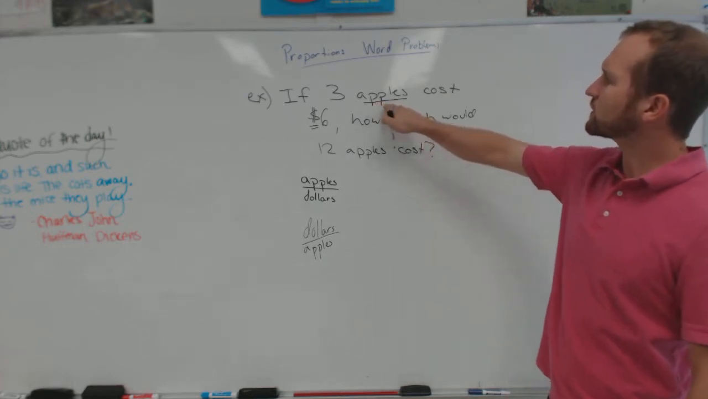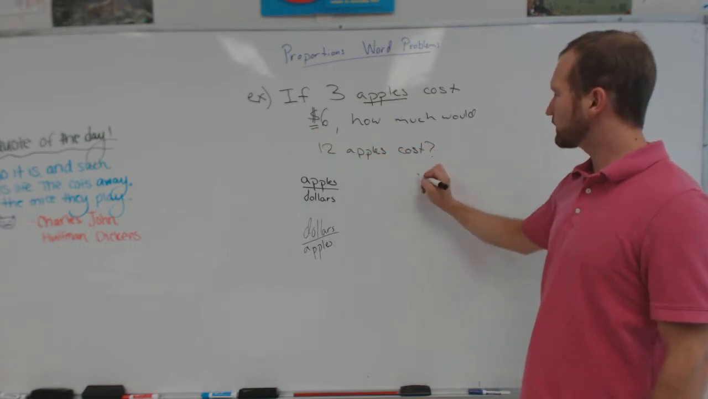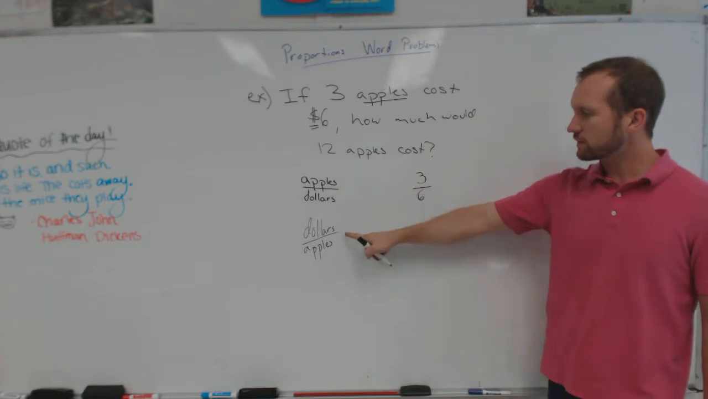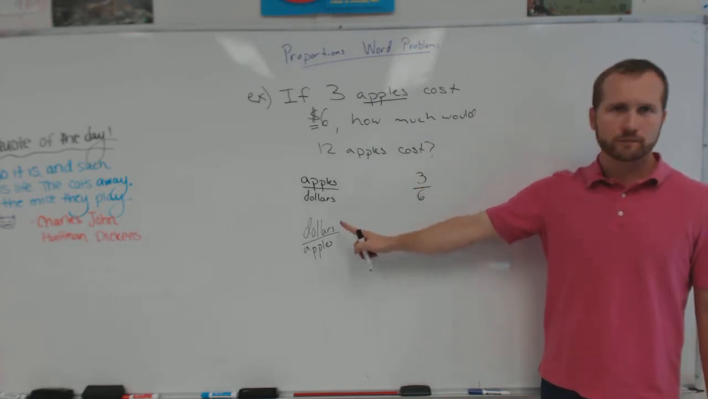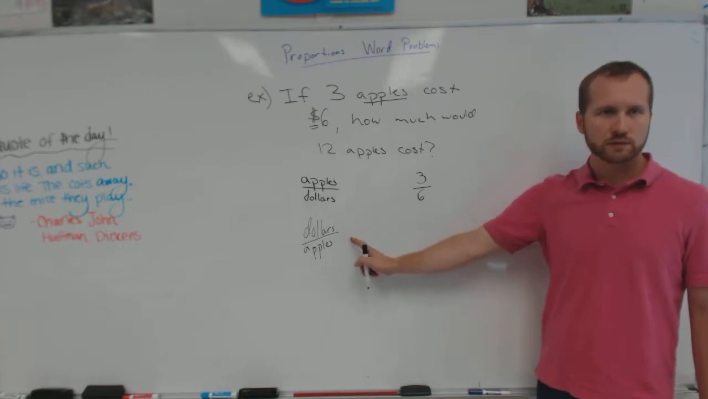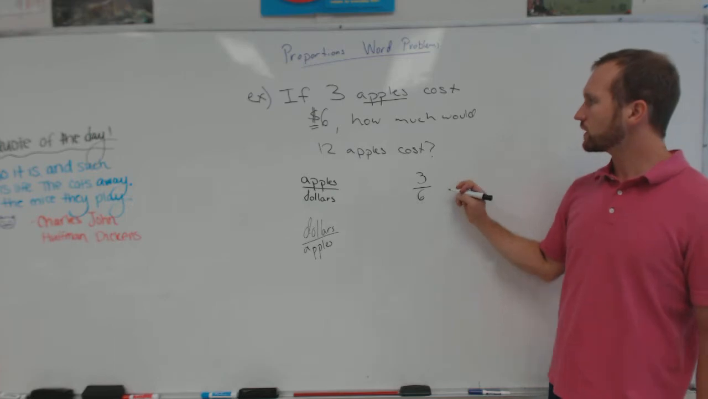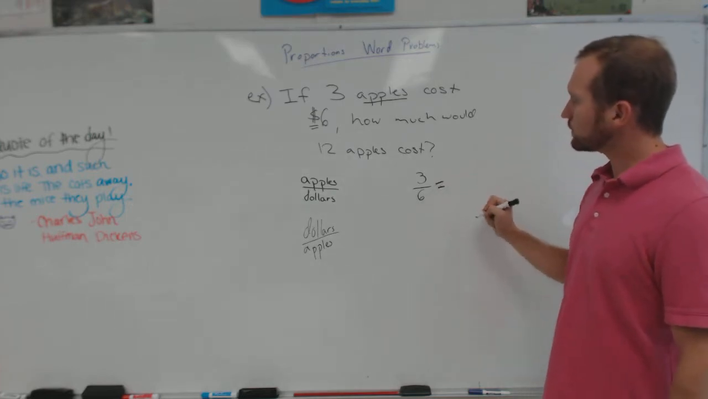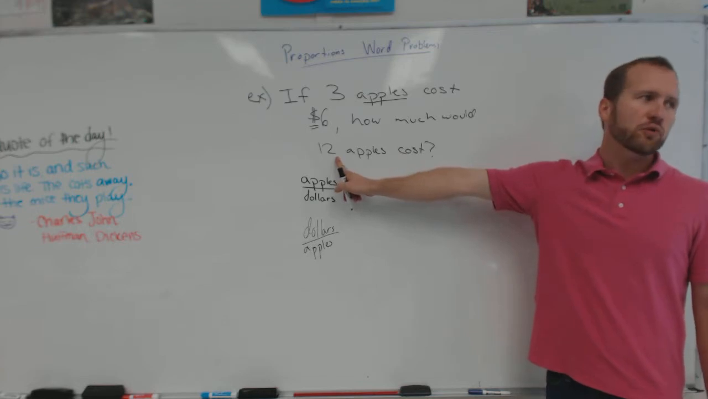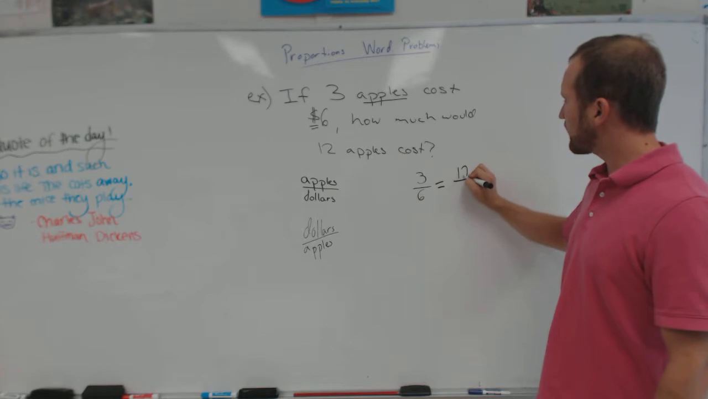So my first ratio is 3 apples to $6. 3 to 6. Am I doing this or this? The top or the bottom? Am I doing this ratio, apples to dollars, or dollars to apples? Apples over dollars, right? 3 apples, $6. Okay, equals. I have one more number, 12. Is that going to go in the numerator or denominator? Numerator, because that's the number of apples.